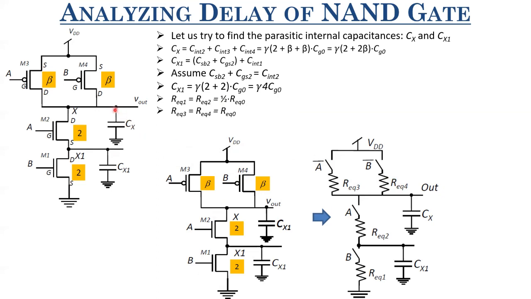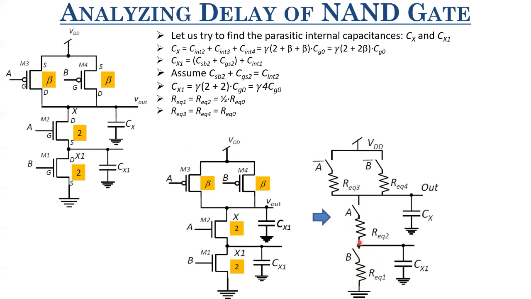Now that we know the different capacitances and the different resistances, we can find out the delay. But here it's not very simple. I mean, the case is not very simple. Why? Because, in the case of discharging, what may happen is if A equals B equals 1, then this load capacitor will be discharged through this, as well as the Cx1 will be discharged through this.